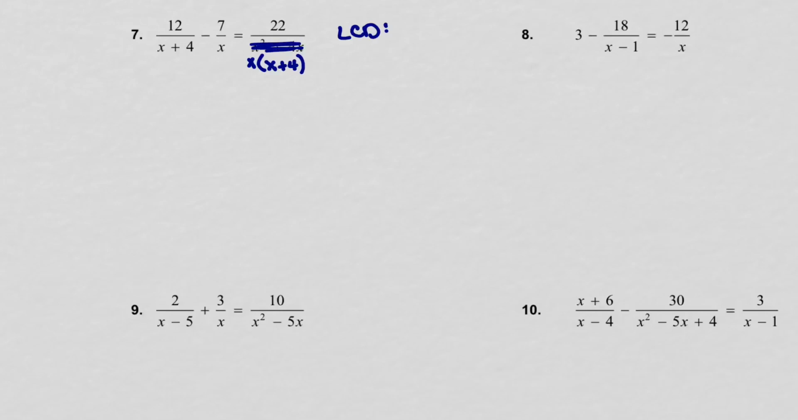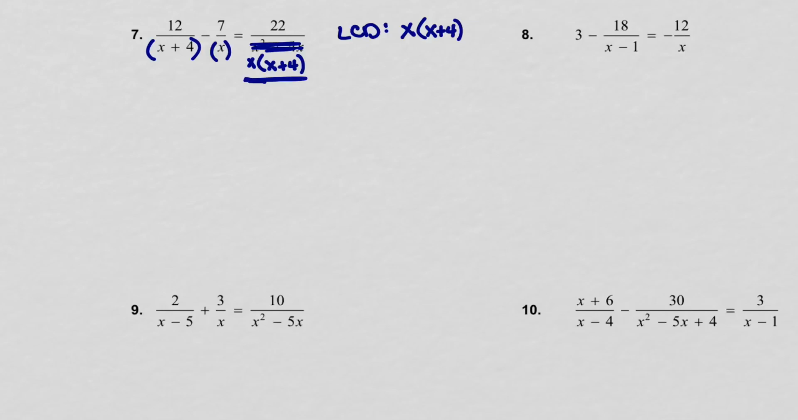So I need to look in each denominator. I know the term x plus 4 has to be in my least common denominator. This one has just the term of x, so I have to have that in my denominator. And this has both of them, so it already has the least common denominator.